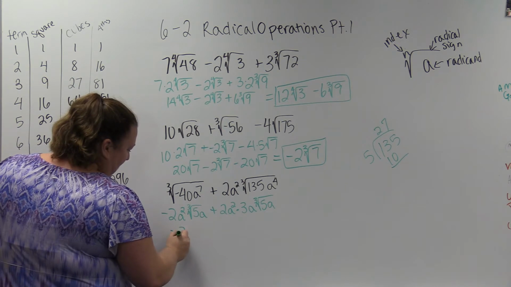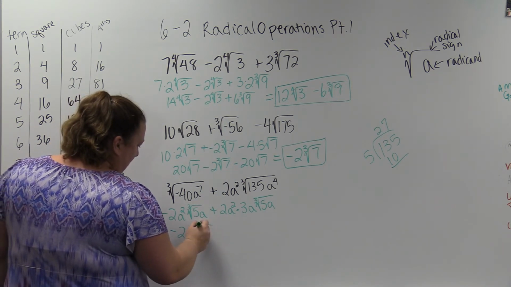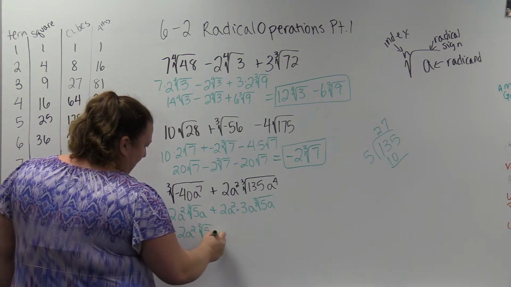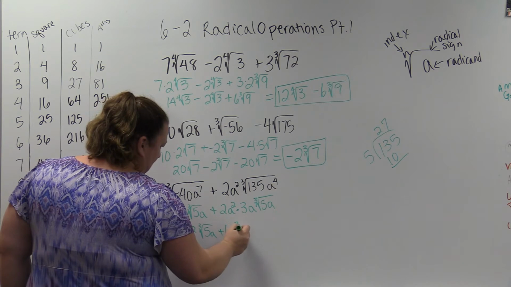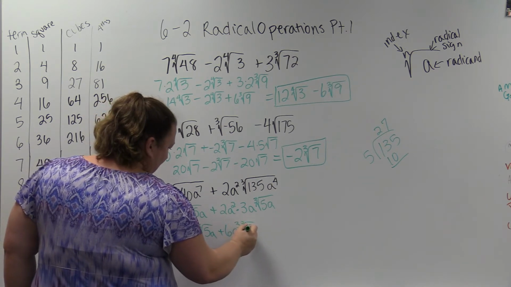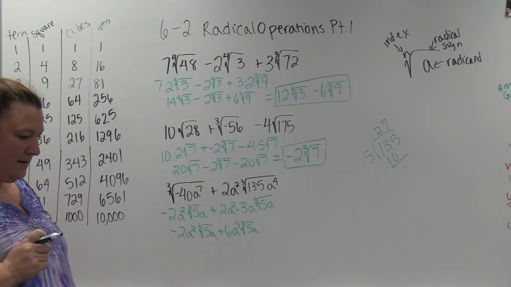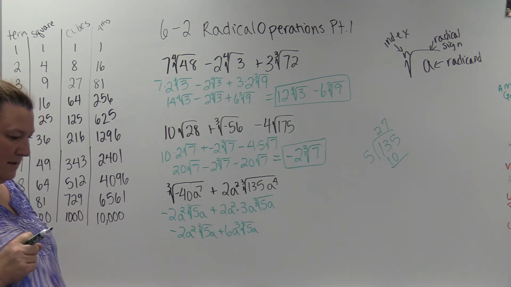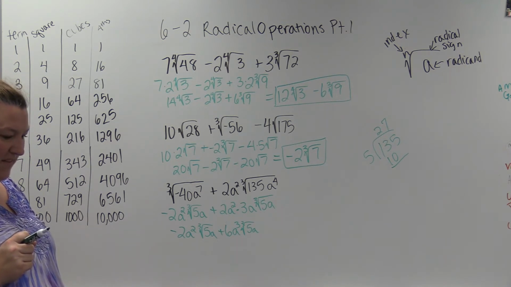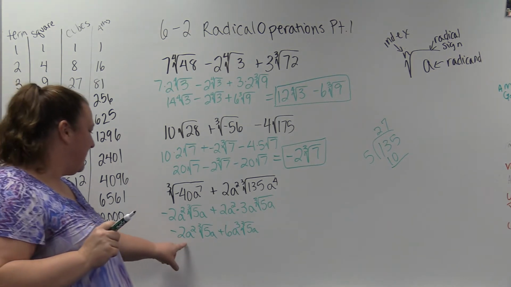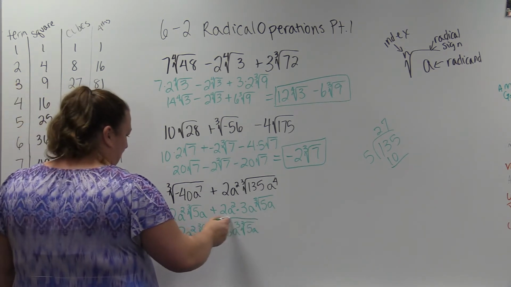So I have negative 2a squared cube roots of 5a plus 6a cubed, cube root of 5a. And what can I do here, if anything? Nothing, because a squared and a cubed are not like terms, so this is it. That's all I can do.